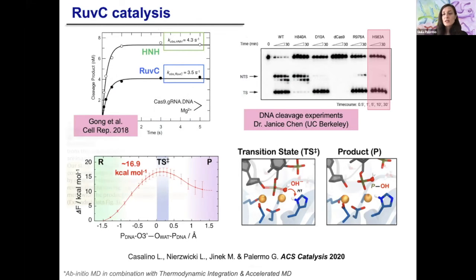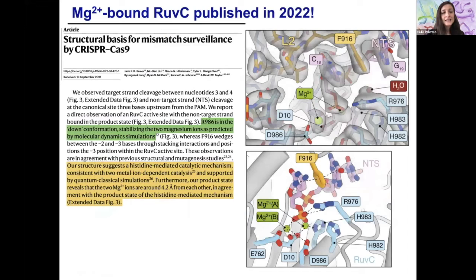But what is most interesting is that when we started this project, the structure of the active site was not available. Magnesium ions were not introduced in the crystal and cryo-EM structures which were available before. And this arginine was actually in a totally different position. The new structure that appeared very recently shows that the active site that we predicted is actually very accurate.